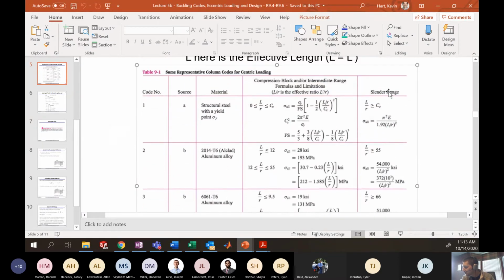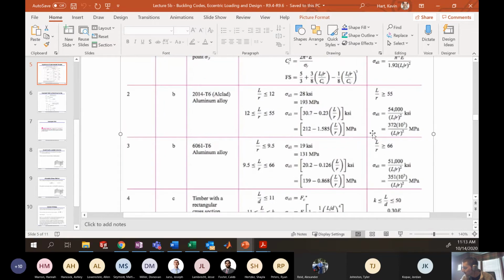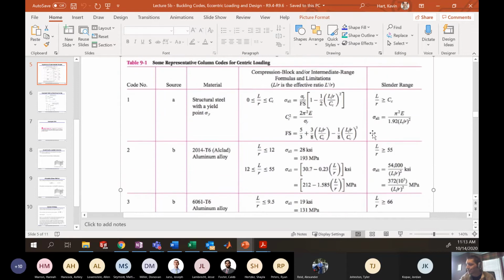This is table 9-1 telling us about the intermediate ranges of steel. All right, so here we have code number 1, structural steel with a yield of sigma y. So the idea here is if our slenderness ratio is between 0 and this CC value, then we would be considered in the intermediate range. And if it's greater than the CC value, we would be considered in the slender range, and we'd use this equation for the allowable stress.